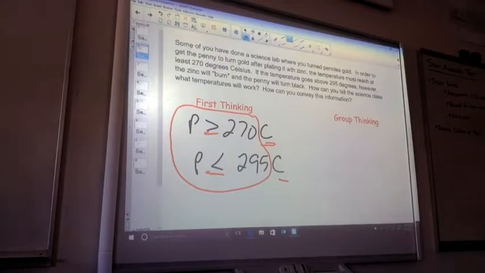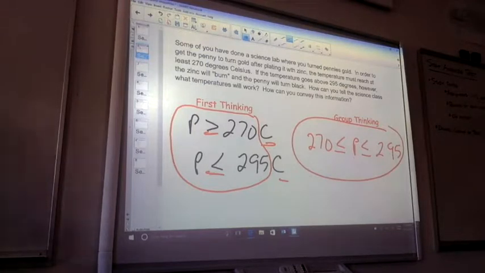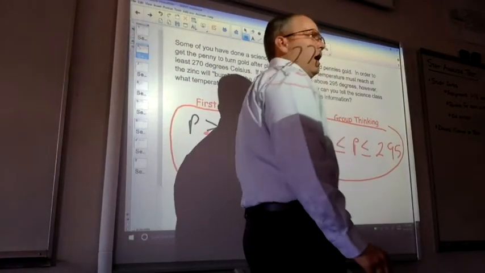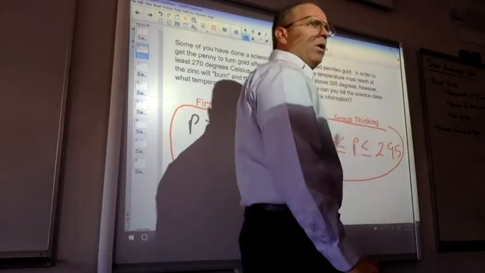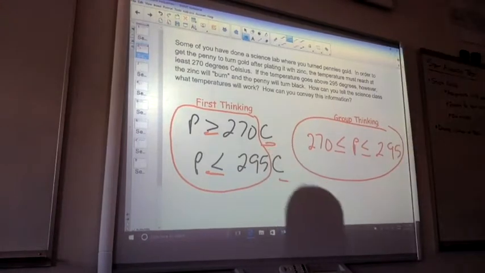Does everyone feel that we have a range of temperatures that this experiment would work in between? That make sense? So what is my lowest number that I'm dealing with as far as temperatures to make this work? 270. Everyone feel okay with that? Now I'm going to go as less than or equal to P. What's my highest temperature? 295. Okay, so this whole thing together means that my temperature can be at 270 all the way to 295 or whatever's in between, and we would still get the reaction to be appropriate, and our penny would turn to the gold color and not the black color.